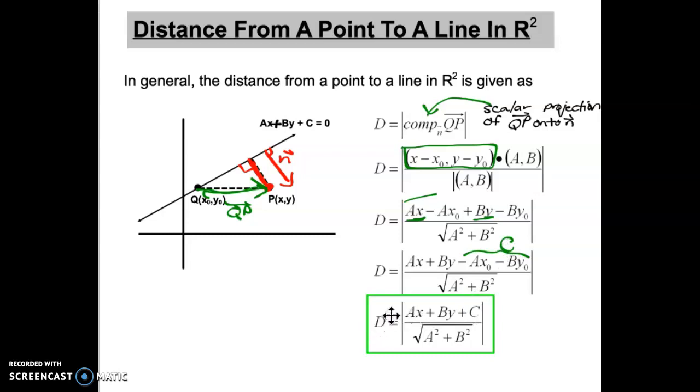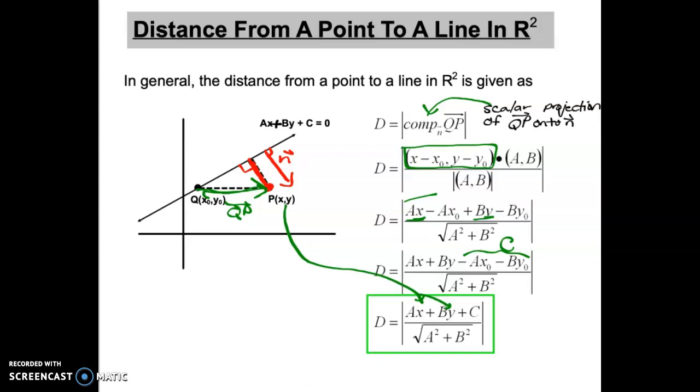So our distance has simplified down to the absolute value of ax plus by plus c all over the square root of a squared plus b squared. And that is how you find the distance from a point to a line in R2. And of course the x and y in there come from our point. We would have plugged it in for x and y.